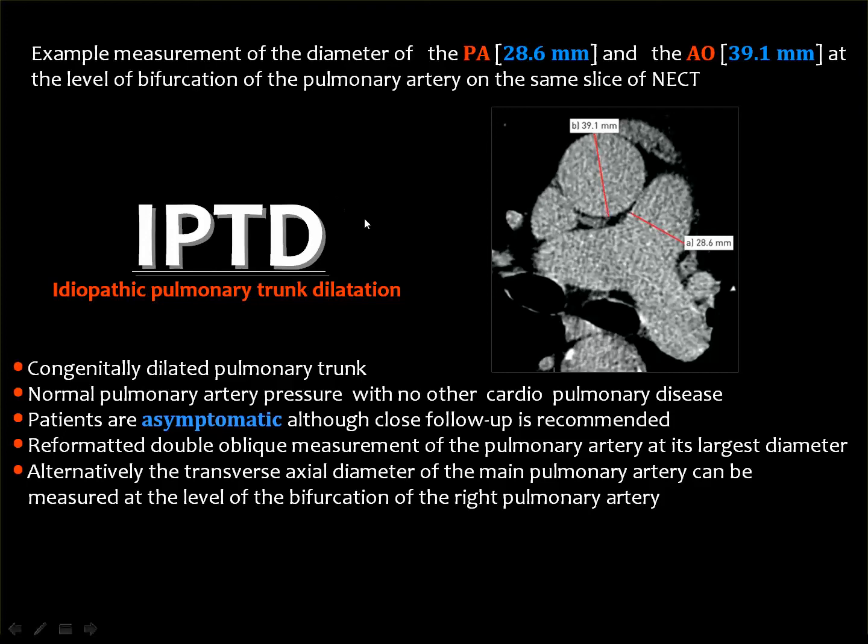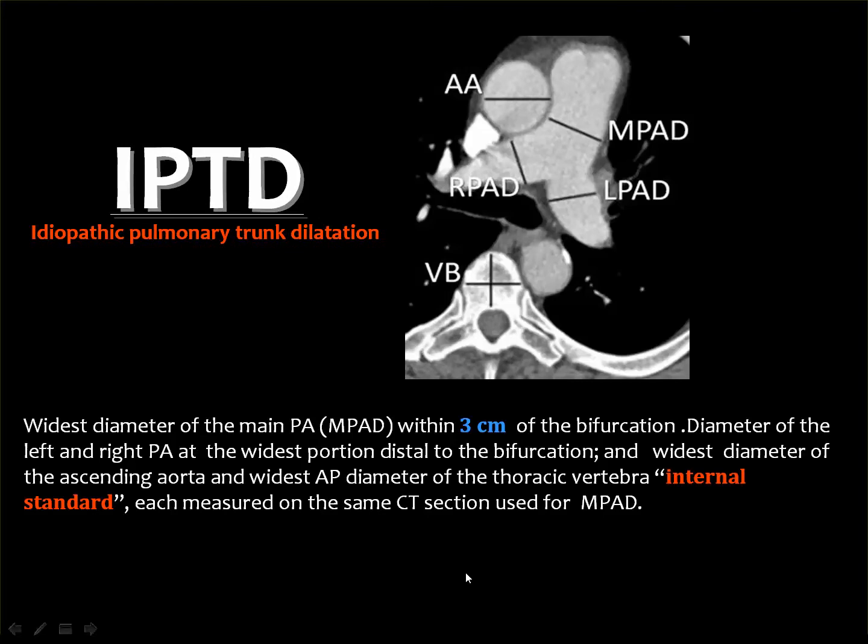Then in this condition, you can see that the pulmonary artery is usually larger than normal, but this appearance is not associated with symptoms. It is usually asymptomatic, and the patient had no evidence of pulmonary arterial hypertension. This is just idiopathic pulmonary trunk dilatation, and you can, of course, measure the pulmonary artery pressure through echocardiography or right-sided cardiac catheterization.